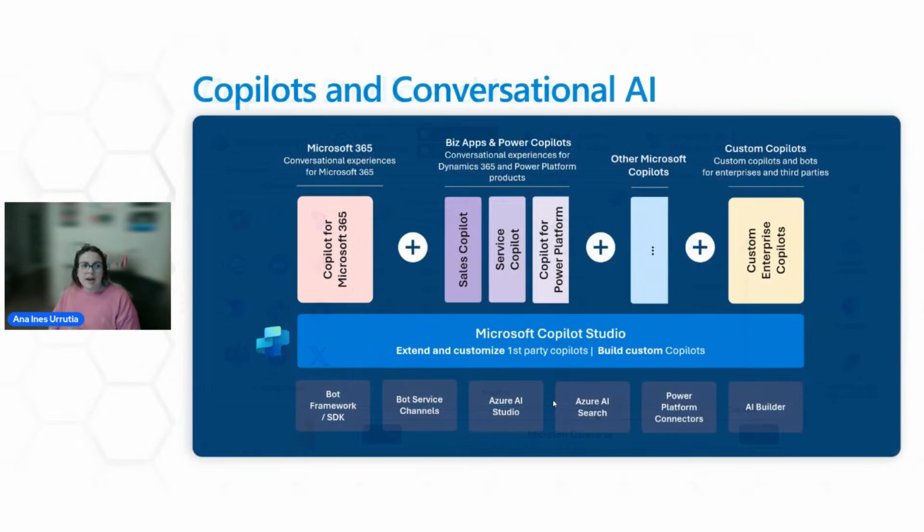Great. So then we have the Copilots and conversational AI. We see here that we have our Microsoft Copilot Studio, which helps us extend and customize and build our own Copilots. When building, my first recommendation will be, is this in the roadmap from Microsoft?